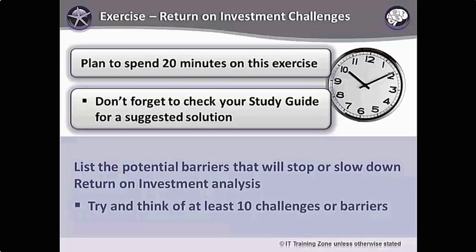Here's the question. List the potential barriers that will stop or slow down an organization undertaking a return on investment analysis. Try and think of at least 10 challenges or barriers. For example, limited experience in identifying measurable benefits may slow us down.